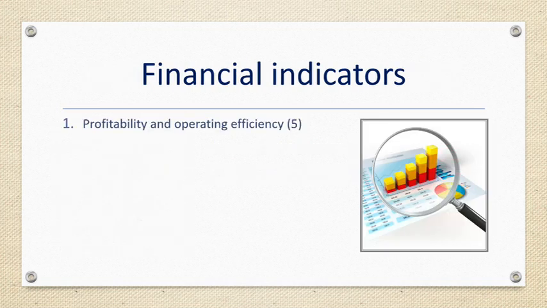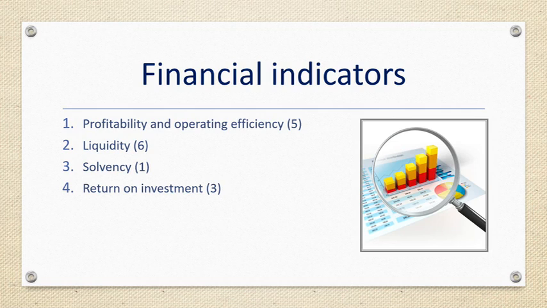Let's look at the financial indicators: profitability and operating efficiency. There are 5 of them. Liquidity, a famous one to test, has 6. Solvency, we have 1 ratio. Return on investment, we have 3 for the partnerships. We will teach you more next year when we do companies. And then we have risk and gearing, where we teach you actually only 1 this year. The other one will be next year, but I am going to show you that one as well. And then on pages 11 and 12 of your notes, there's also an explanation of these indicators if you want to look at that.